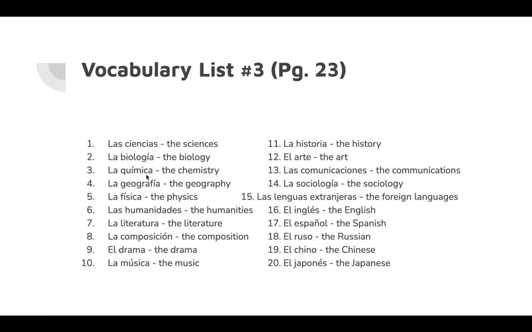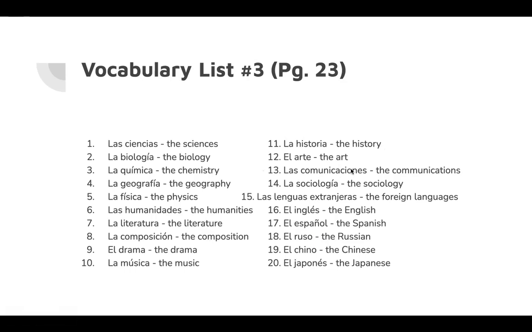La química is the chemistry. La geografía is the geography. La física is the physics. Las humanidades is the humanities. La literatura is the literature. La composición is composition or writing. El drama is the drama, obviously. La música is the music. La historia is the history.